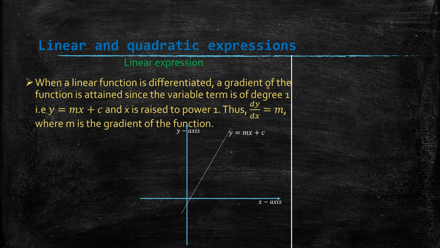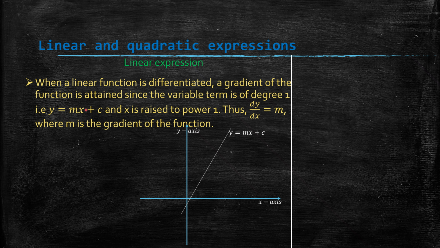Now what does it mean when we say the variable term is of degree 1? When we talk about the degree, we are talking about the power to which the variable term is raised. Here the value of x is raised to power 1. If it was raised to power 2, then it becomes quadratic because the variable term is of degree 2. The highest power is what determines the degree, for those who are new to that.